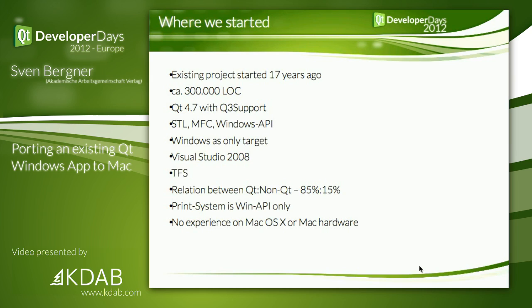So this project started 18 years ago, had 300,000 lines of code, and it was a crude mixture of STL, MFC, Windows API, and a huge amount of Qt. By rule of thumb, I would say 85% was already Qt code, but the other 15% gave us a big headache. Just before we started porting, we switched from Visual SourceSafe to TFS as a source code repository. That turned out not to be the best solution. And as I said before, we had no experience on the Mac.